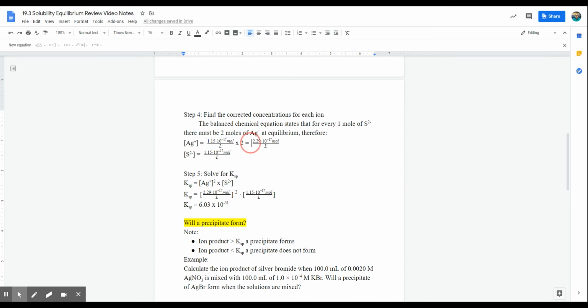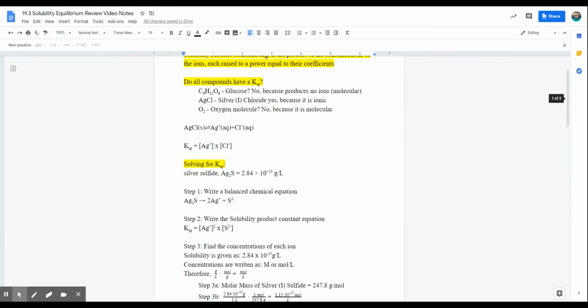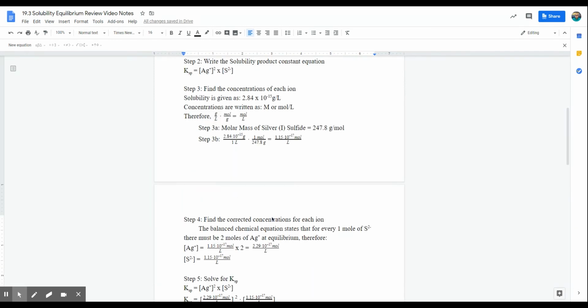I plug in my values from step 4. So for silver 1, I write it here. And then again, I have to still remember to write the power. It's still raised to the power of 2. Even though I multiplied it by 2 inside, I do need to raise it to the power of 2 on the outside. Then I multiply by the concentration that I found for sulfide ion. When I do that, I have my solubility product constant equal to 6.03 times 10 to the negative 51, which is a very, very, very small number. All right, so that is how to solve for the solubility product constant.